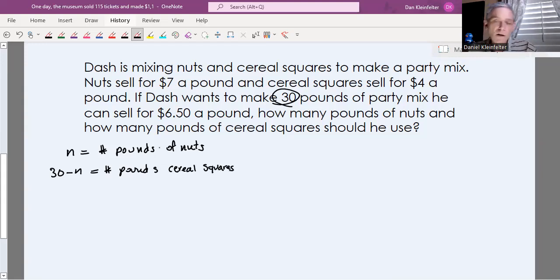By the way, it's a good idea to get into the habit of writing what I just did, telling what each variable represents. I know it seems like extra work, but if it helps you get the right answer, it is worth it. So get in the habit of expressing what your variables stand for. Okay, so N is the number of pounds of nuts that Dash will use, and 30 minus N is the number of pounds of cereal squares that Dash will use.